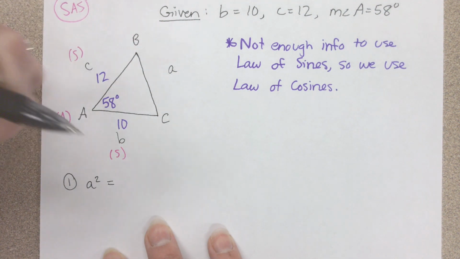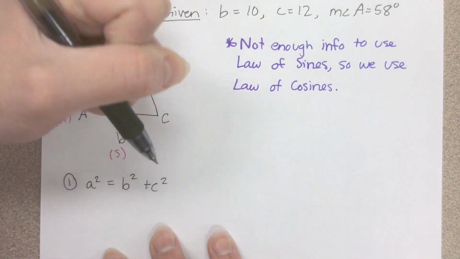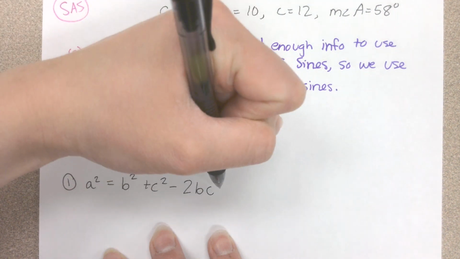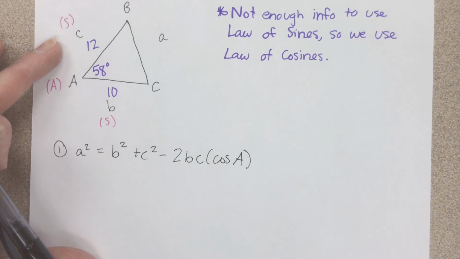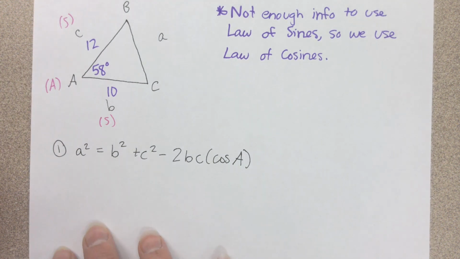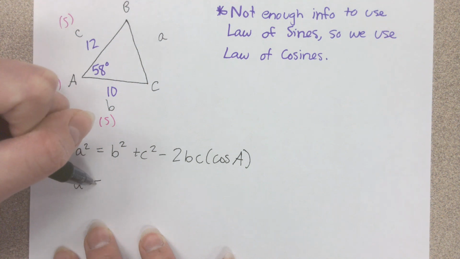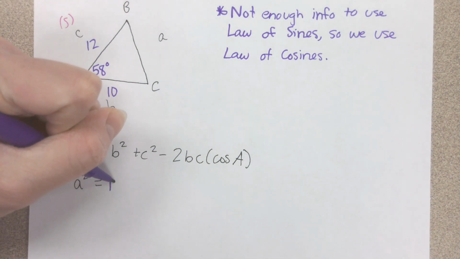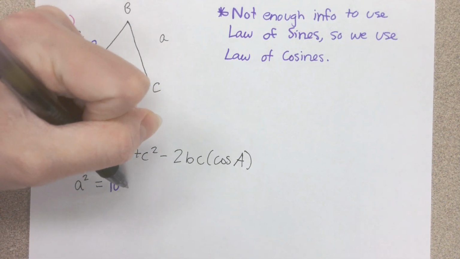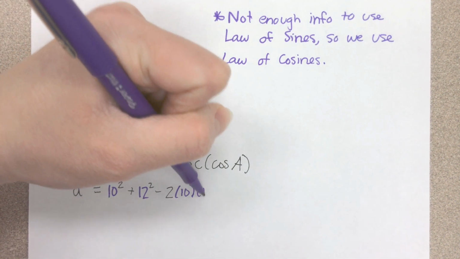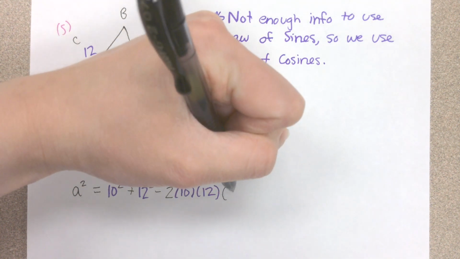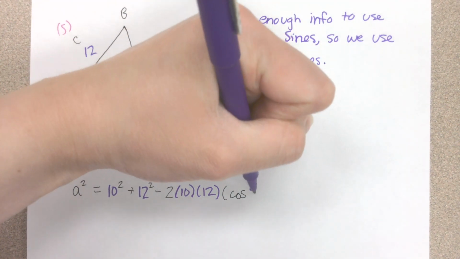A squared equals B squared plus C squared minus 2BC cosine of angle A. I'm going to plug everything in. A squared equals, we know that B is 10 squared plus C is 12 squared minus 2 times 10 times 12 times cosine of 58 degrees.